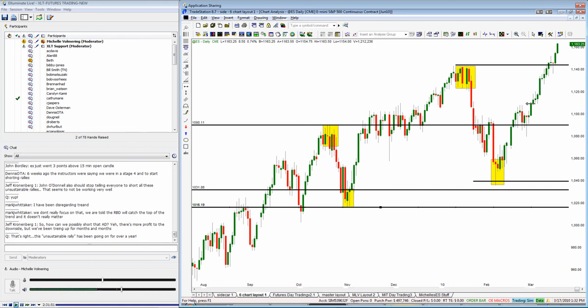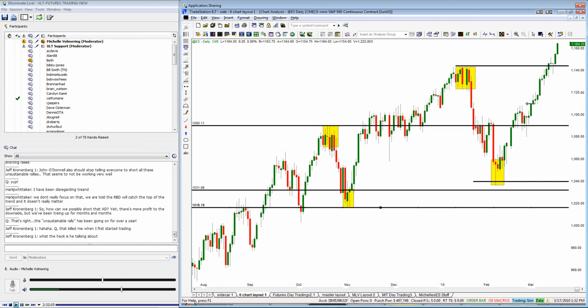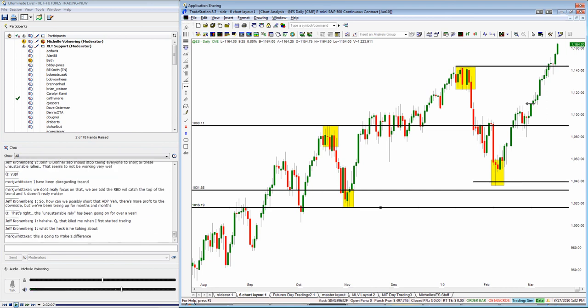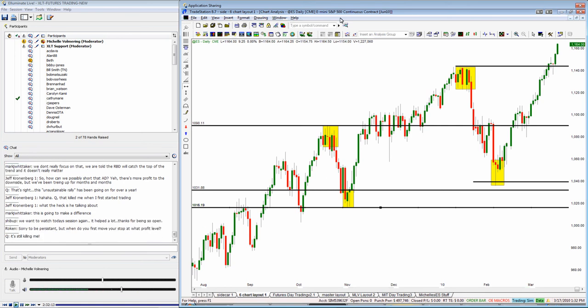Don't you like it when somebody says this is an unsustainable rally? And don't you like it when somebody says, oh, this is weakness and the market is going to turn directions? I cannot tell you how many times that hurt me as a trader. So again, this is definitely going to help you. I'm sure of it. Go back and just look at it.